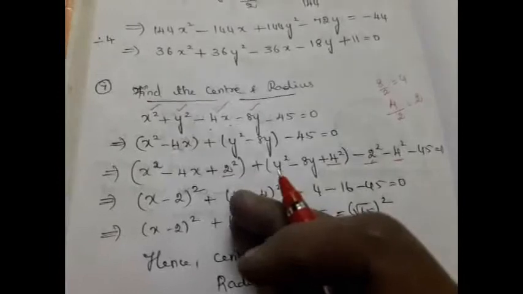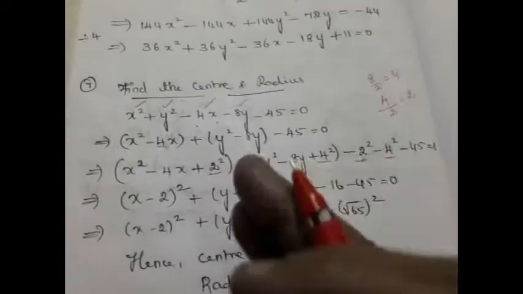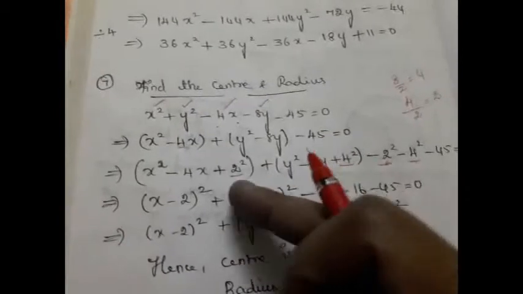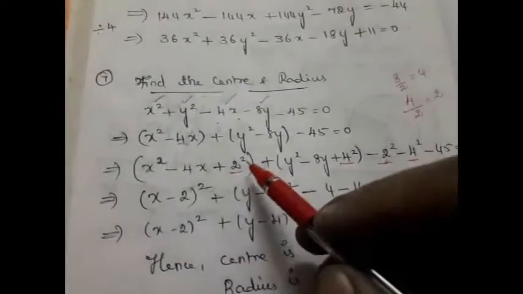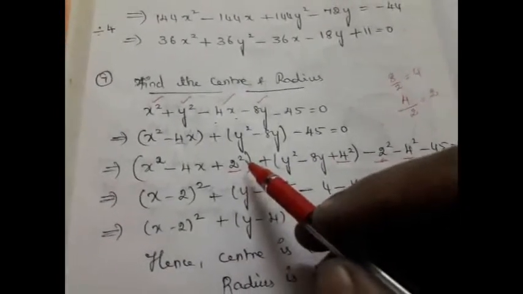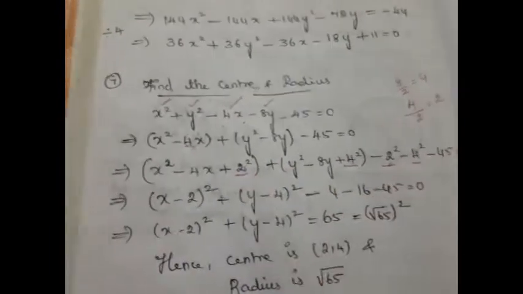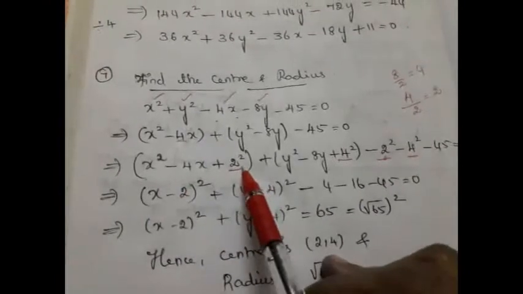Or if you feel it is very difficult to remember, logically think and do it, but don't commit any mistakes. So if you feel you can't think and write, remember this. What you have to do is add and subtract the square of half the coefficient of x. After this, if you check, you will get the correct answer.